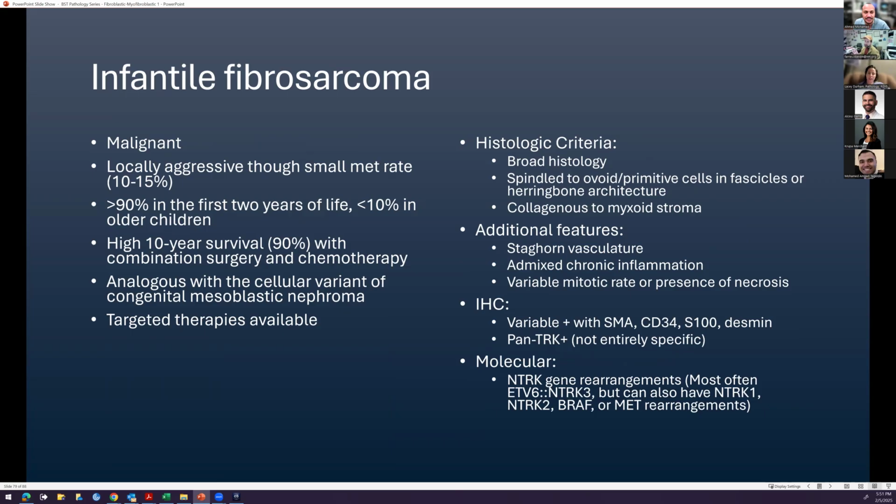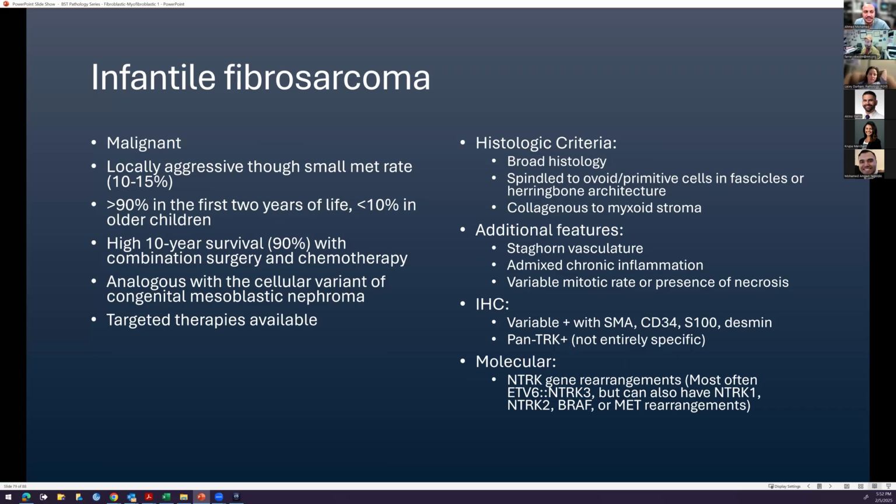This, as opposed to what we talked about with adult fibrosarcoma, which is basically not real. It's kind of a figment of our imagination. Infantile fibrosarcoma is very real. And it is a malignant tumor. It's very locally aggressive, though it's not a super high met rate. It's about 10 to 15%. The vast majority are within the first 2 years of life. And actually, some of them are congenital.